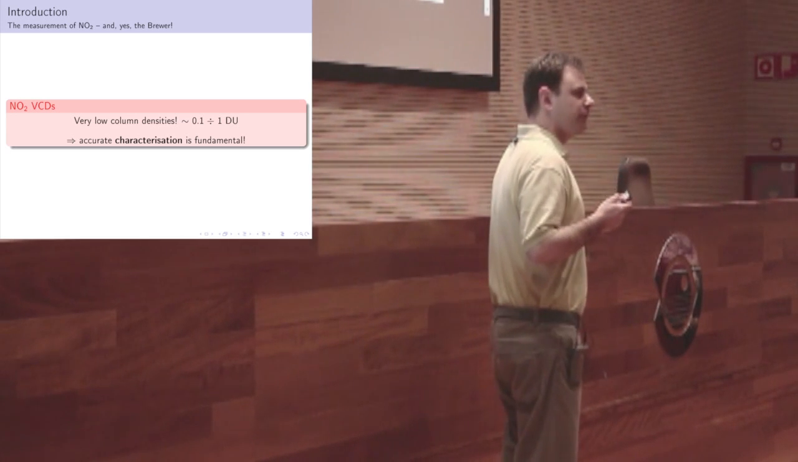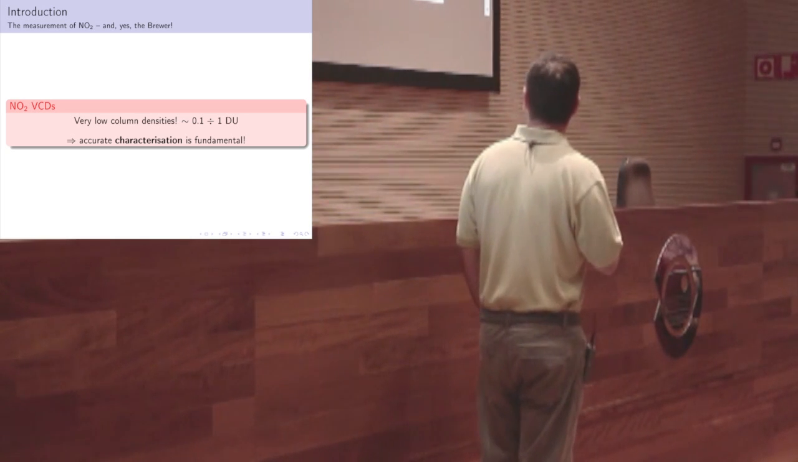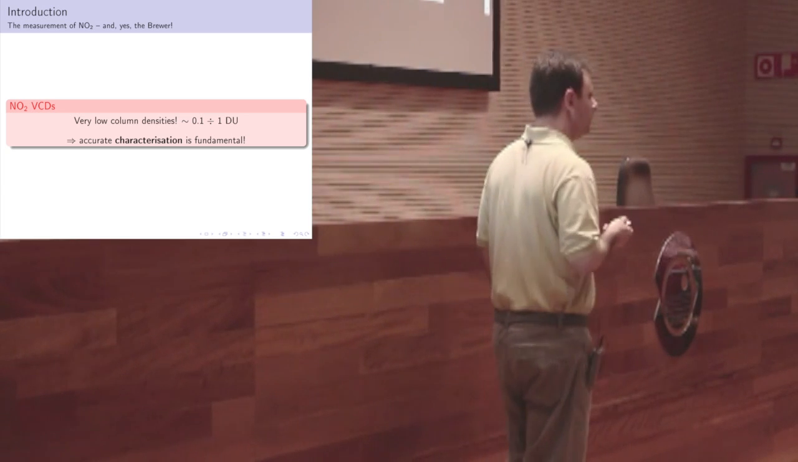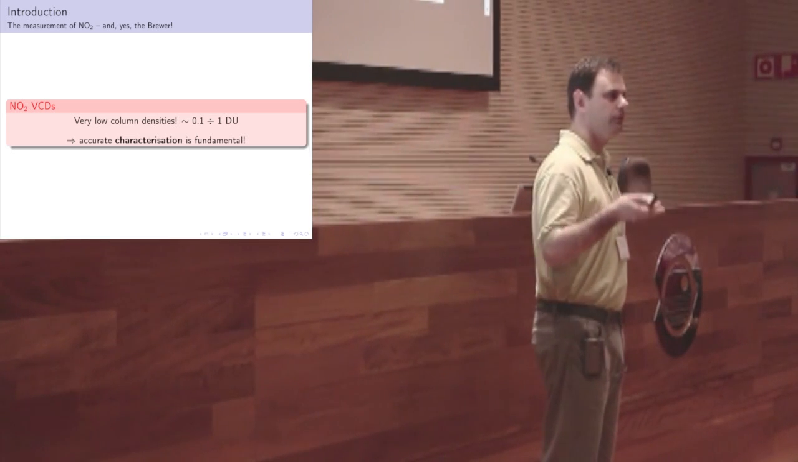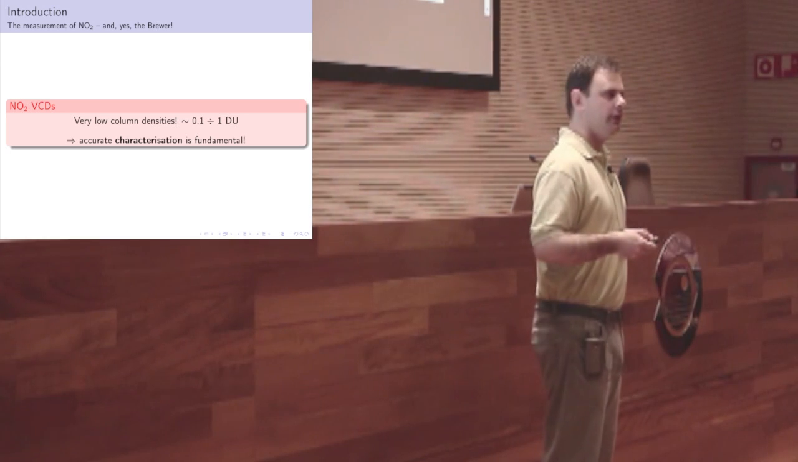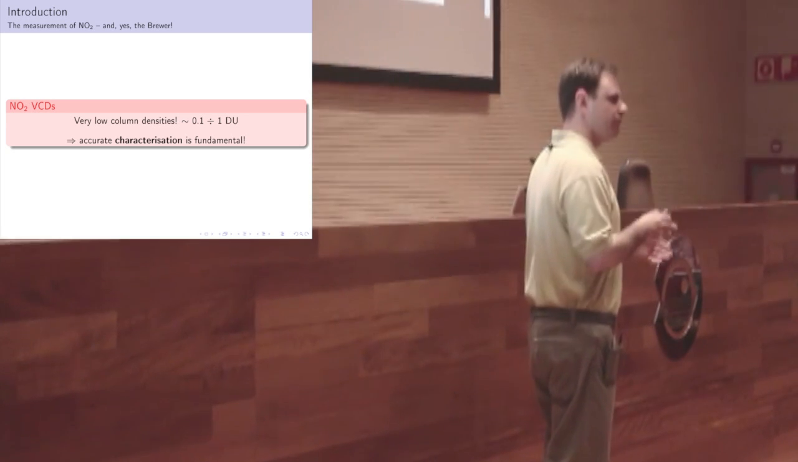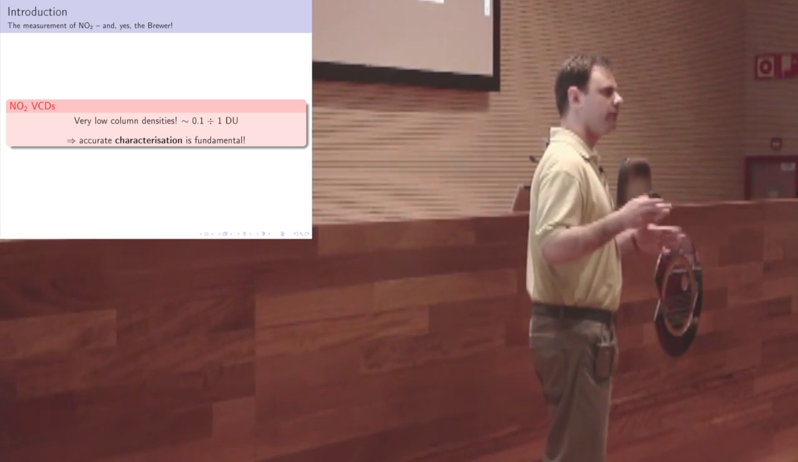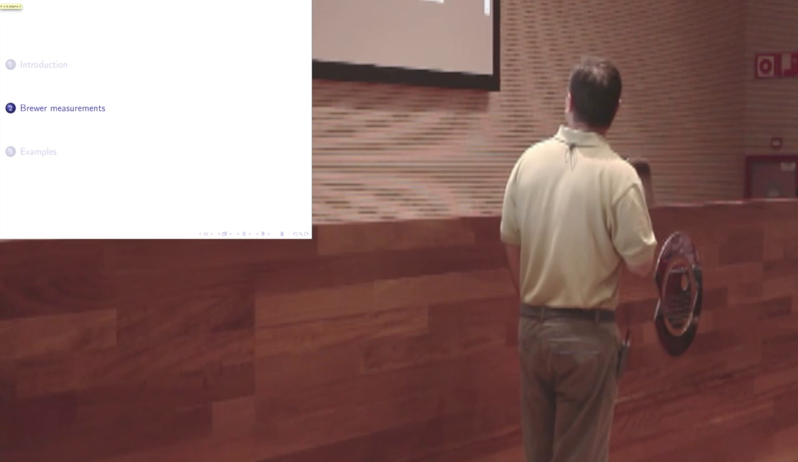Nitrogen dioxide in the atmosphere has very low column densities, of the order of 0.1 or 1 Dobson unit. So an accurate characterization of your own instrument is fundamental to isolate the contribution by your instrument from the environmental influence of nitrogen dioxide.